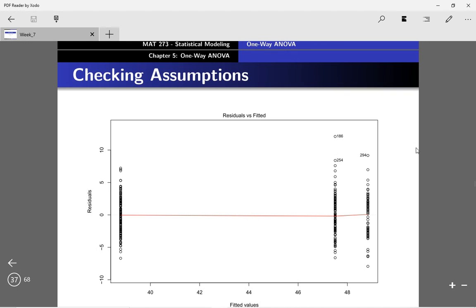We can also look for potential violations of independence. We still want the residuals to be independent. So we wouldn't want all the residuals to be more positive over here and then slightly more negative over here. We wouldn't want that to happen. So we want this sort of random scattering centered at 0 within each group. And that looks pretty reasonable here.